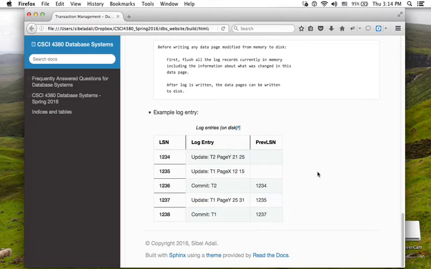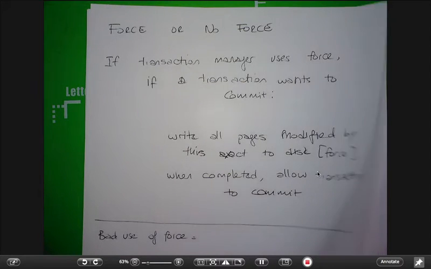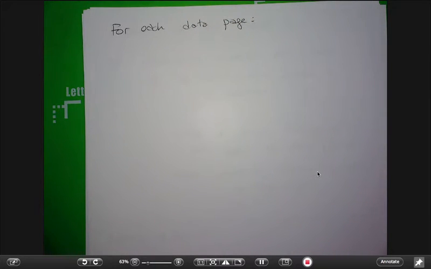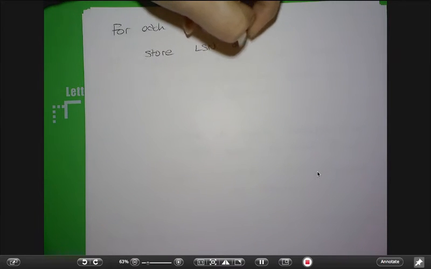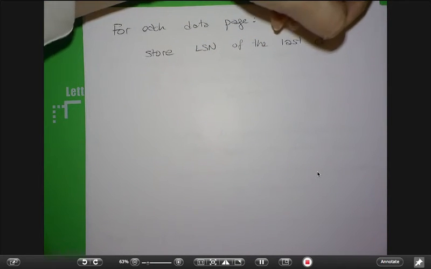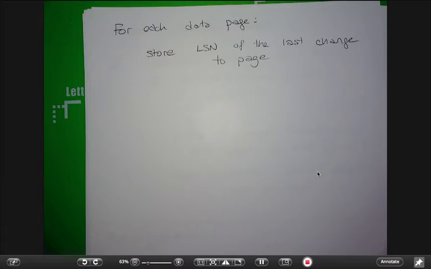In addition to this, you also keep track of information about data pages in memory. So for each data page, remember when we talk about data pages, there is a header. In the header, you will basically store the LSN of the last change to that page. Right? So basically, when you write the disk page back, you also have the log sequence number of the last thing that was changed in that page.